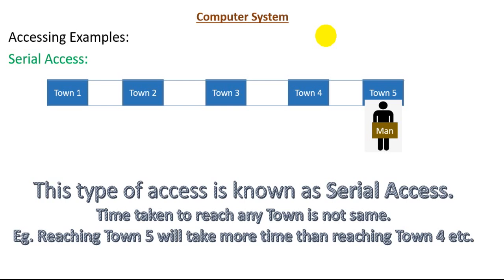Reaching town 5 will take more time than reaching town 4, because you have to bypass all the places that you're trying to go. Okay, so this is what serial access means. I have to explain this to show you what random access is. So next I will show you what random access is.